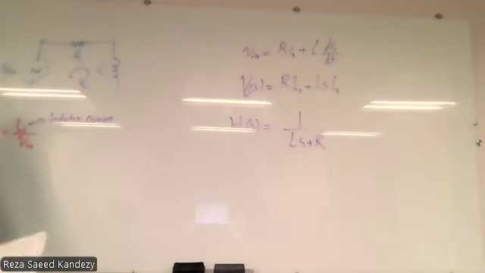Same as before, you run a KVL over your circuit, you have a differential equation, you take a Laplace transform, and then you basically develop your transfer function based on the output and input that you have in your system.